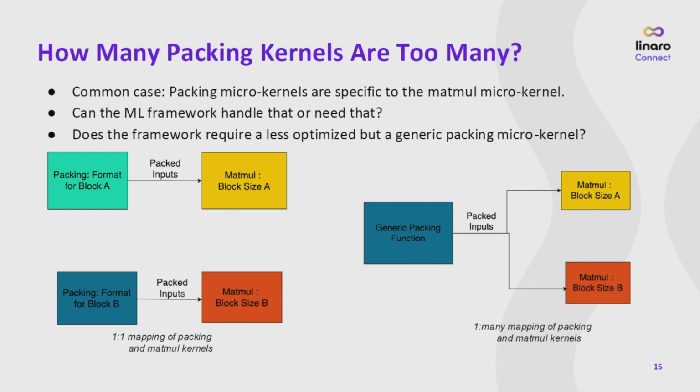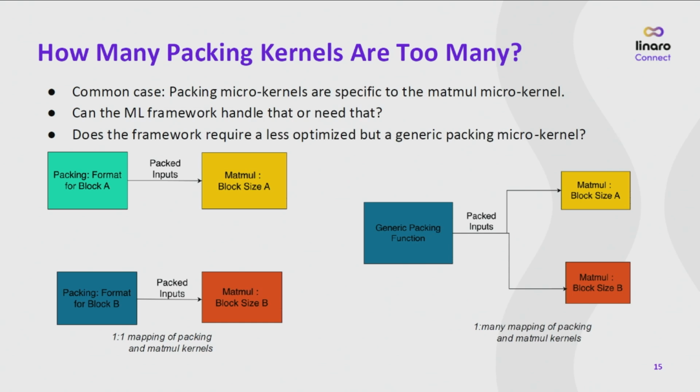So the common cases: the matrix multiplication microkernel is not a generic one, in the sense that it is for a certain block size. Now, if you have one for block size A, that would come with its own packing kernel. And if you have a different matrix multiplication kernel, that would come with its own packing kernel. Now, again, this is how we would like to be ideally.